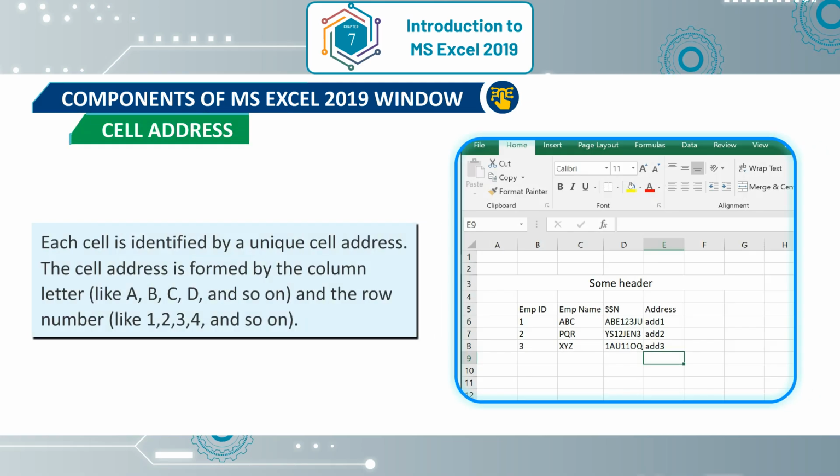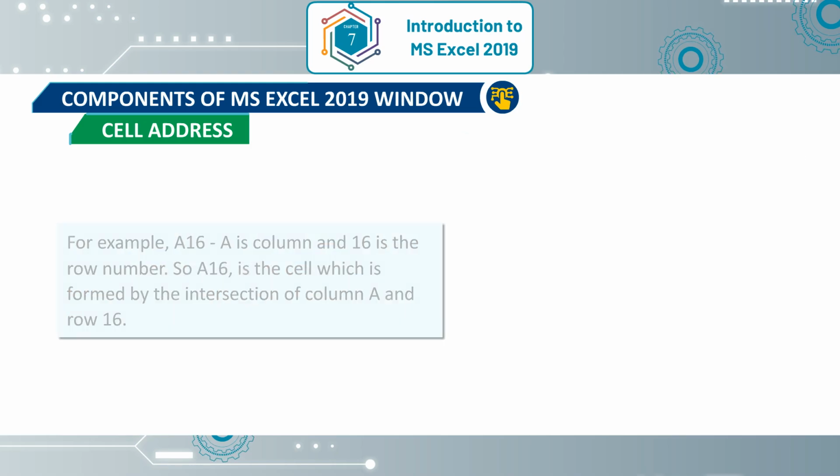Cell address. Each cell is identified by a unique cell address. The cell address is formed by the column letter like A, B, C, D, and so on, and the row number like 1, 2, 3, 4, and so on.